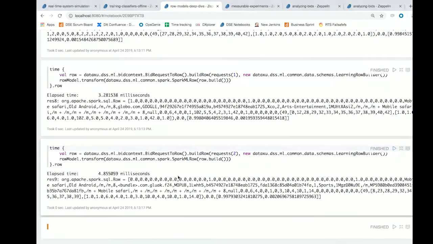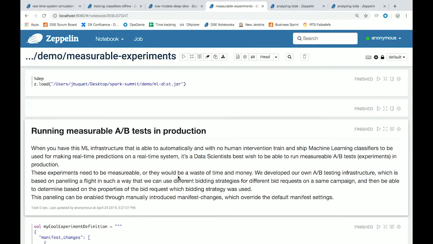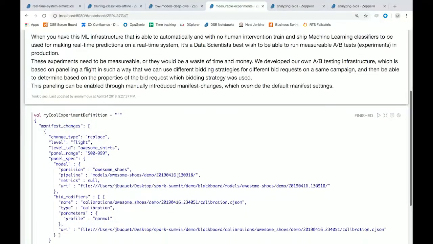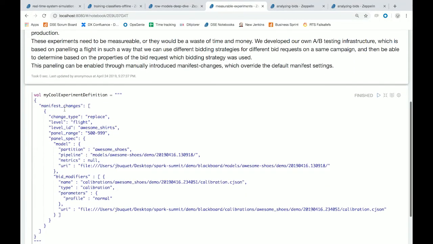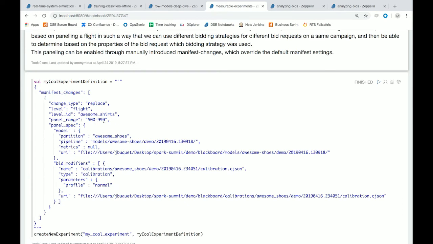Okay, so the next thing I want to show is that once we have this machine learning infrastructure, it's a data scientist's best wish to be able to perform measurable A/B tests on experiments in production. For doing this, as Maximo said, we do paneling of our campaigns. We support 1,000 different panels, and these panels are based on the user that will be watching the actual ad that we serve.